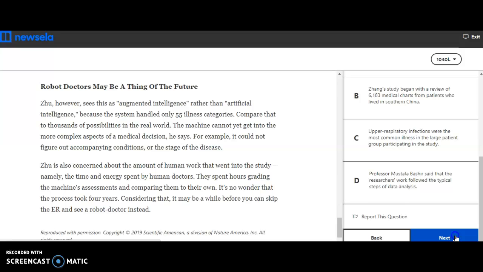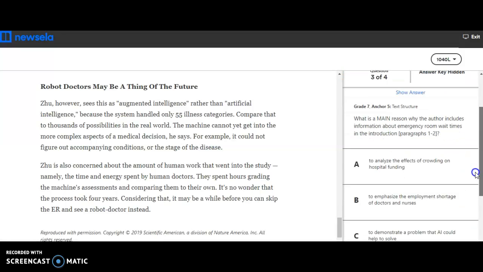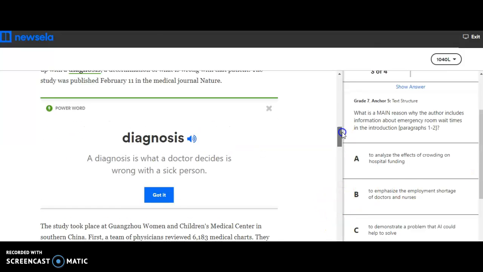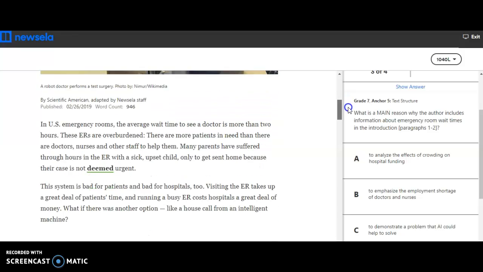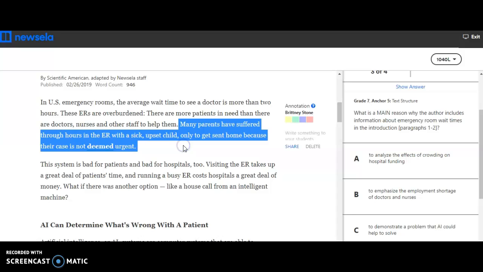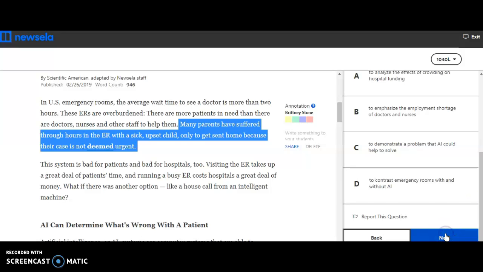Next, question 3, what is the main reason why the author includes information about the emergency room wait times in the introduction, paragraphs 1 and 2? That was talking about how long patients had to wait and how terrible it is that we have children and parents suffering, or even being sent home, because they're not getting diagnosed. So why would they include that at all?